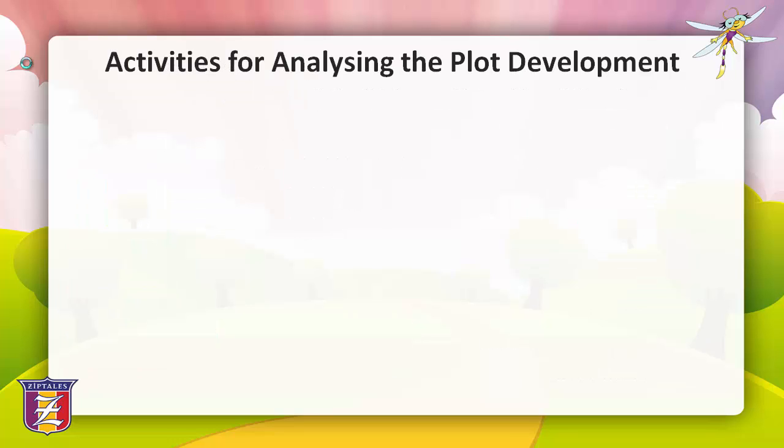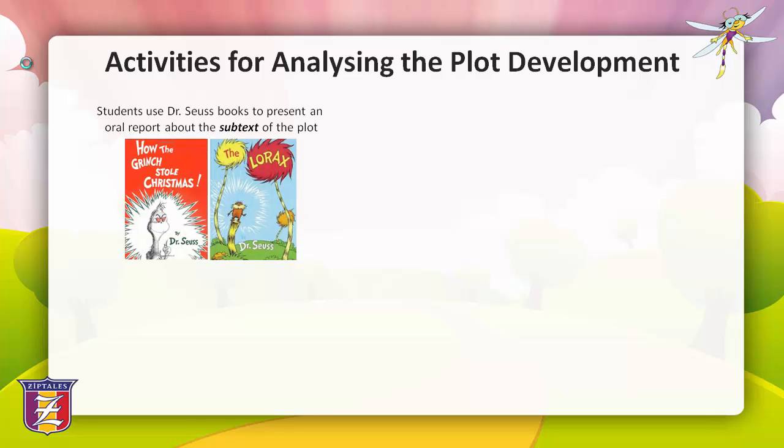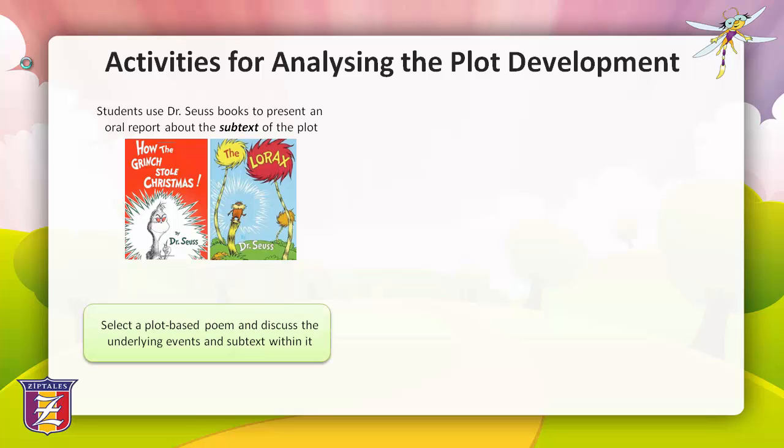So some activities for looking at subtext in plot development could be for students to locate a copy of a narrative-based Dr. Seuss book, for example, How the Grinch Stole Christmas, The Lorax, The Sneetches, etc., and present an oral report describing the subtext of the plot. They could even give it a new title that reflects its subtext, like the ones we used at the beginning of the webinar. Another activity could be to select a plot-based poem, such as A Dog's Mistake or Weary Will by Banjo Patterson, and discuss with students the underlying meanings stemming from the events in the story within the poem. Students could locate their own plot-based poem and analyse its subtext.